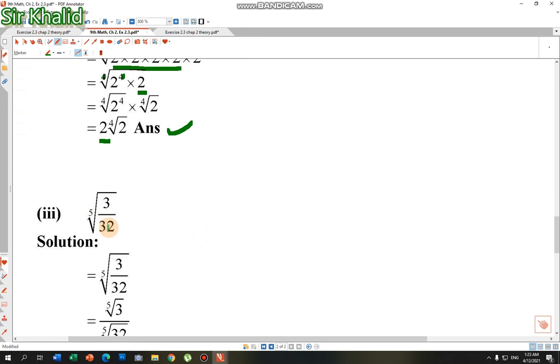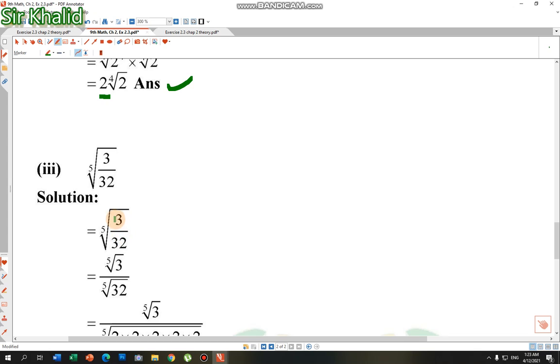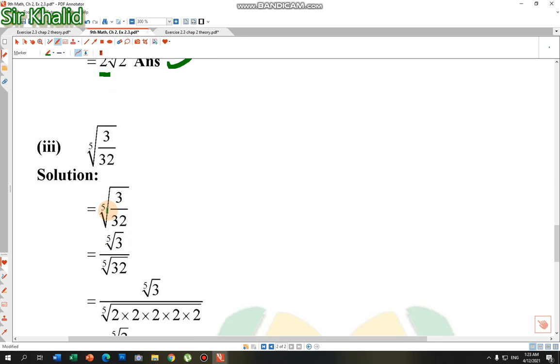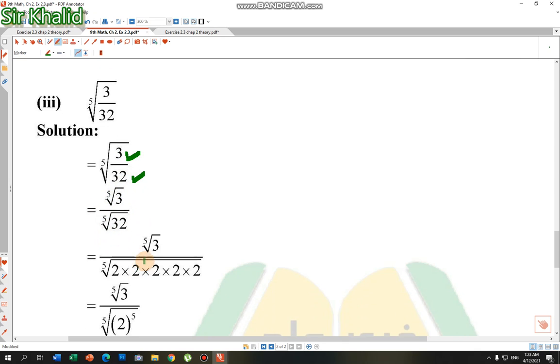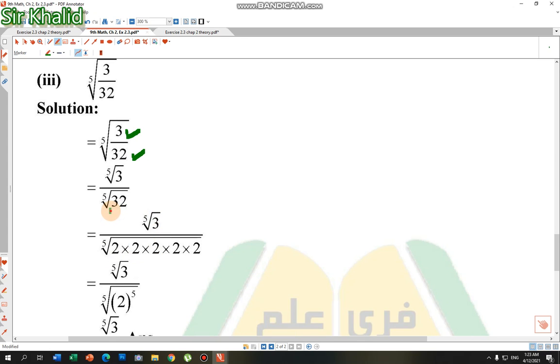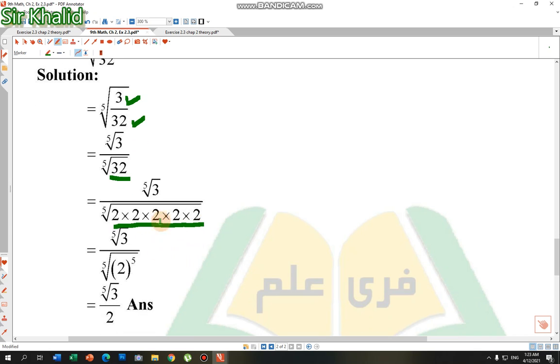The fifth root of 3 over 32. Here it is property number 2: this index can be separately moved over this 3 and 32, the fifth root of 3 over the fifth root of 32. So 32 can be written as 2 multiplied by 2 multiplied by 2 multiplied by 2 multiplied by 2, which is 2 to the power 5. This index 5 will be cancelled by this, only the fifth root of 3 over 2 will be left.